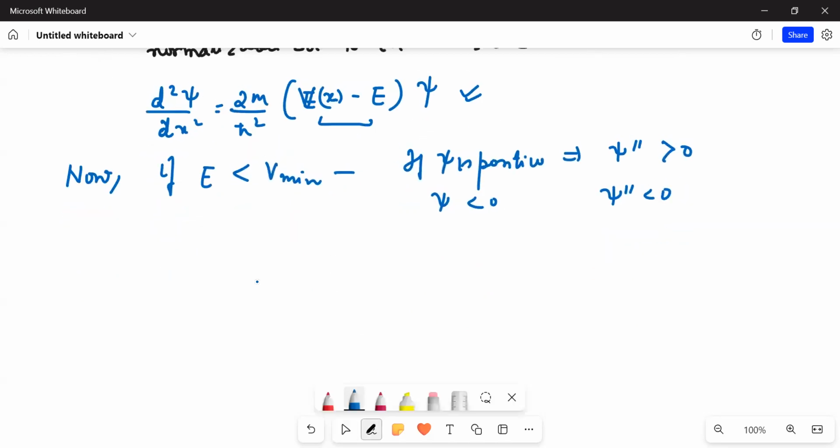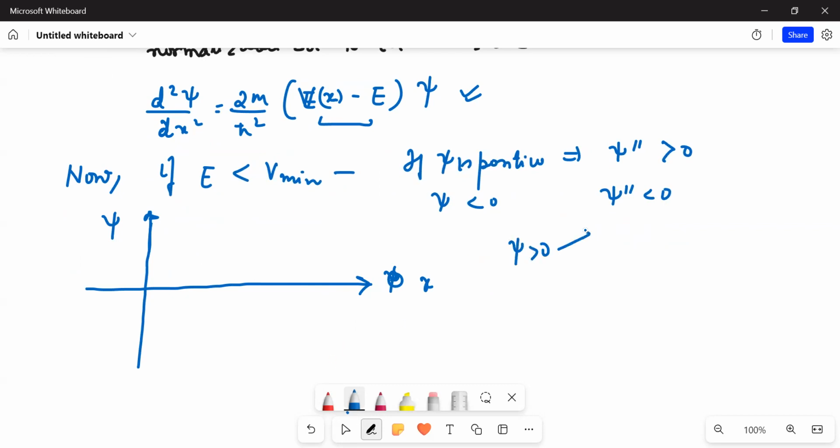Now what does it mean? If I make a little bit of a graph, as I've taught you, if ψ is positive, then I make the graph above the x-axis. I'm first considering the case possibilities: either ψ dash is positive or ψ dash is negative, or both of them are possible.